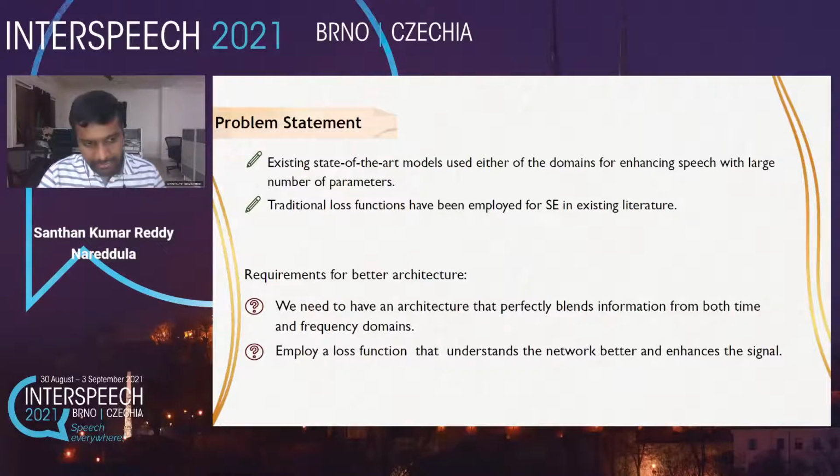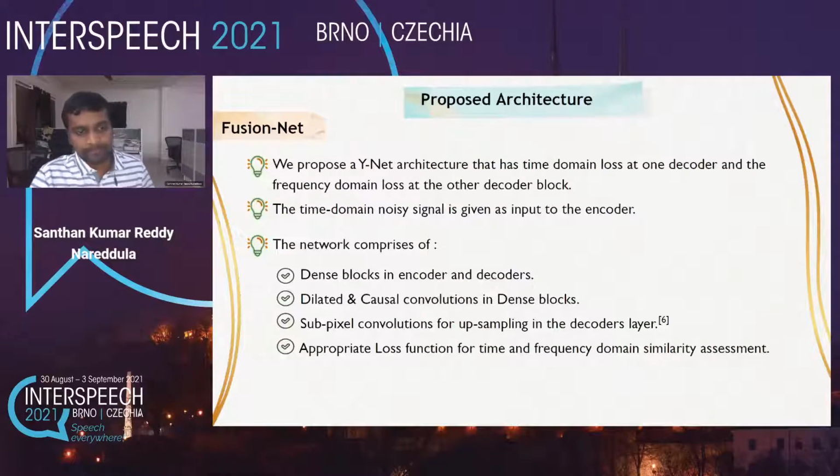In our checklist, we thought of having a better architecture. Since we know that both time domain and frequency domain are complementary to each other, why can't we have a network that blends both the information in a single network, so that it adds the information from the time domain and similarly from the frequency domain. We have this in mind: we need a network that has both the domains, and we should employ a loss function that helps the network understand well for enhancing the speech. With that checklist in mind, we designed FusionNet. We called it FusionNet because it fuses both the information.